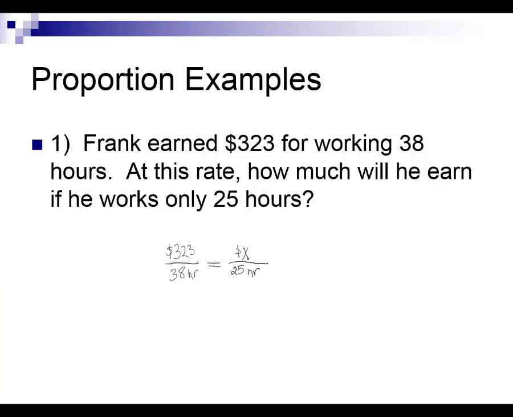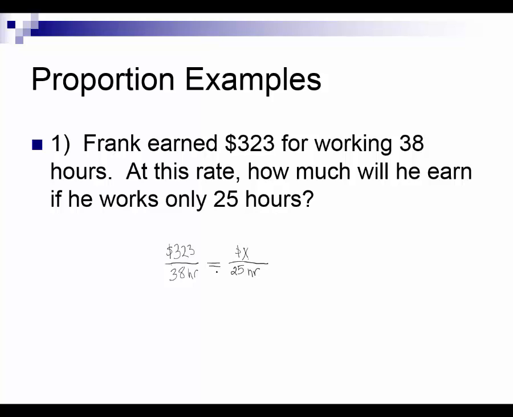Now, you'll notice these are very different than dimensional analysis. In proportions, the matching labels are at the same spot. So money is on the top of both, hours is on the bottom of both, and in the middle is an equal sign. These are equal fractions.